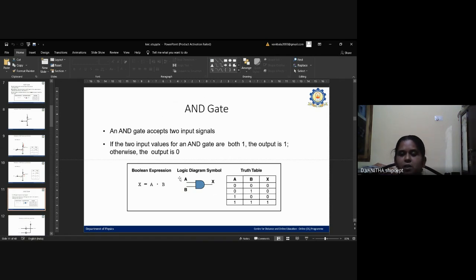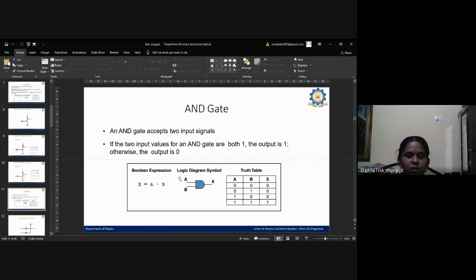From this AND gate truth table, when both the inputs are low, we are getting low output only, and if any one of the inputs is low, the output is low. So if you want to get the output equal to 1, both inputs should be equal to 1. So that is the AND gate truth table.